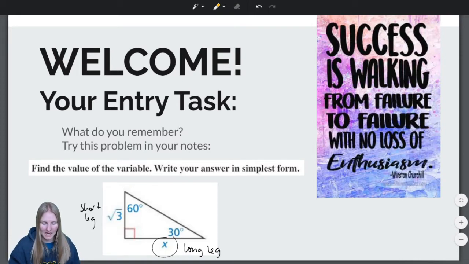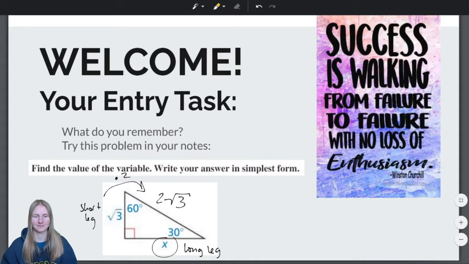So, if I want to find the hypotenuse given the short leg, the hypotenuse is just double the length, because this is a 30, 60, 90 triangle. So, the hypotenuse is 2 times the square root of 3.